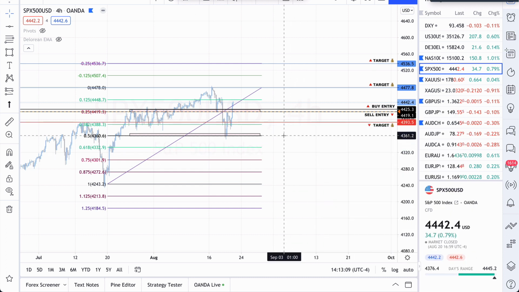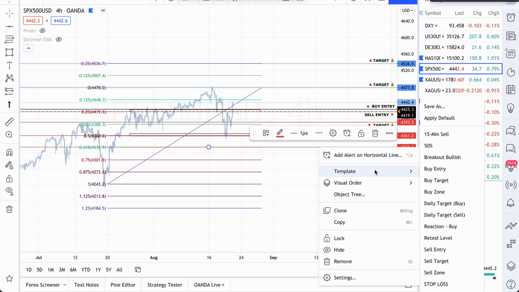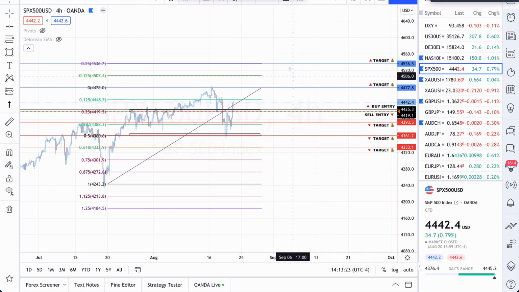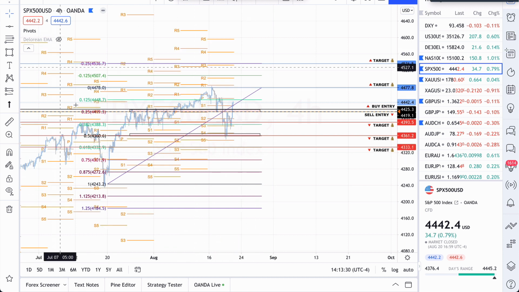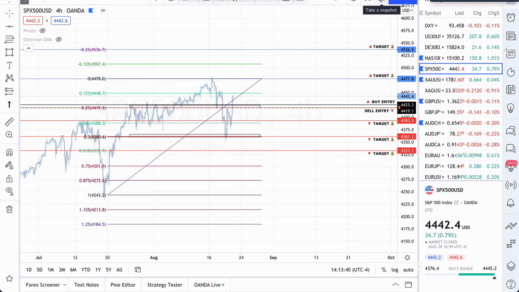Target. Target. Target. So if you notice, my targets are fib levels. You can even turn on pivots. Pivots are right around the fib levels, but I don't want to confuse you too much. So today, because I'm doing some fib training, I'm using fib levels.